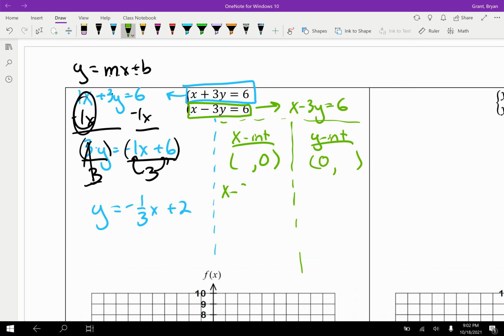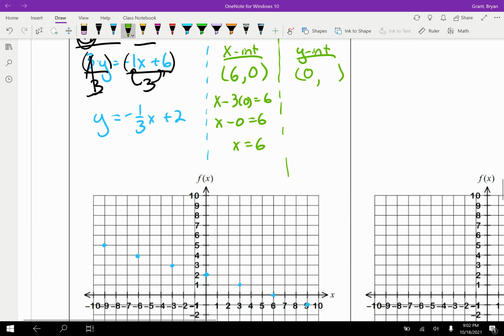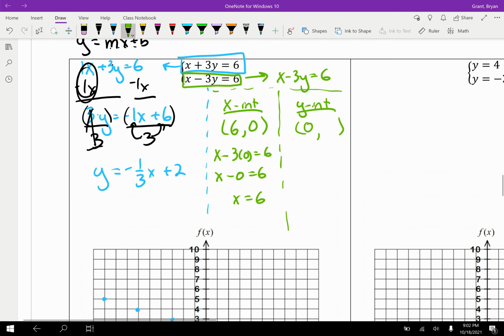So to find your x-intercept, notice the 0 is in the y position. So in my equation, I need to replace y with 0. This is x minus 0 equals 6. I think that's just x equals 6. So that tells me that my x-intercept is 6, comma 0. 1, 2, 3, 4, 5, 6. Actually, that's really nice because that's where the two lines intersect already. But let's finish off the y-intercept just for the good practice.